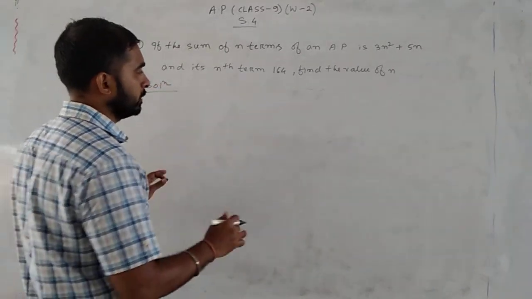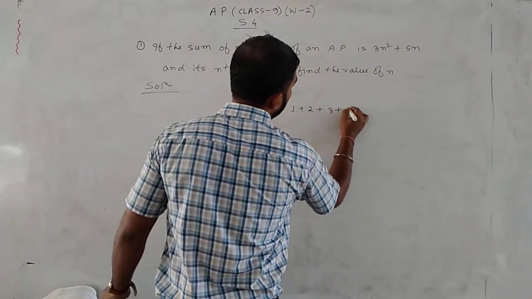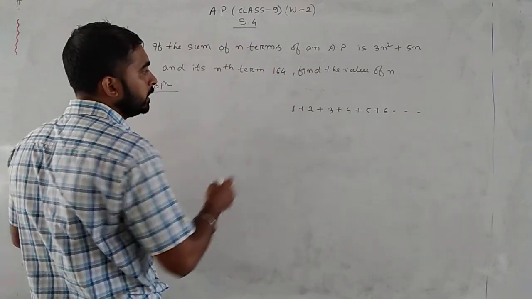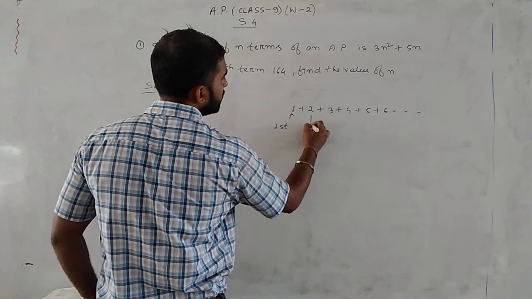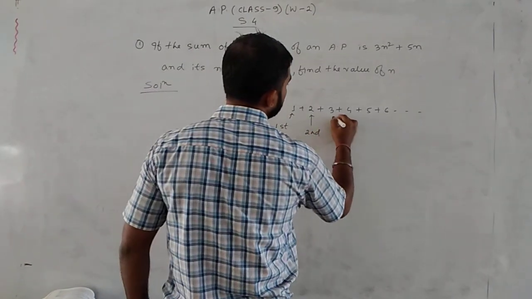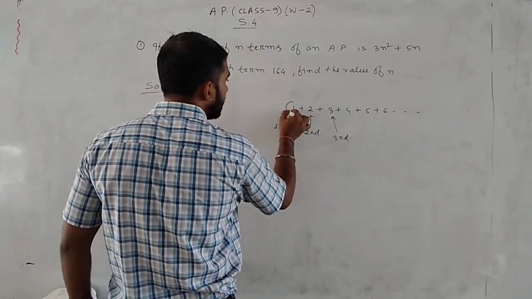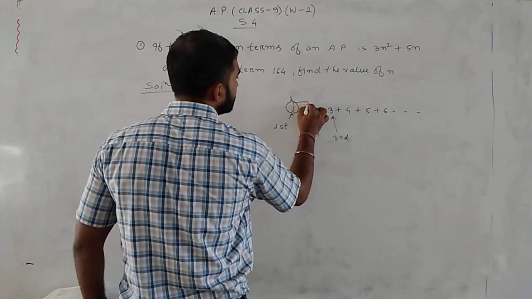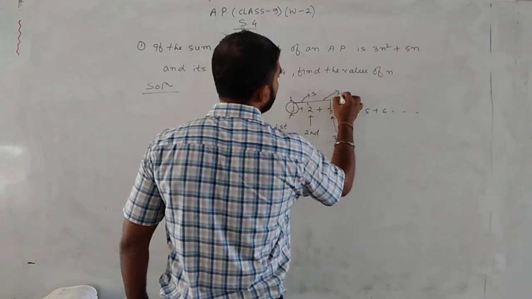Suppose, let me take an example. Suppose this is a series: 1, 2, 3, 4, 5, 6. Now see here, this is the first term, this is the second term, and this is the third term, in this way. Now what is the sum up to first term? Sum up to first term is 1. And what is the sum up to second term? That is 3.